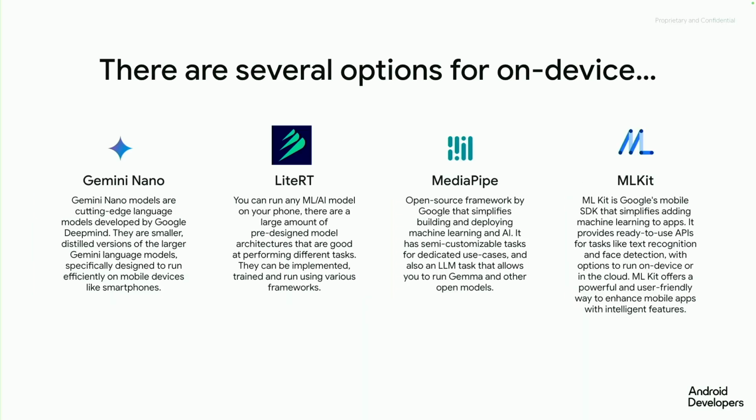So at Google or on Android, we have several options for on-device Gen AI today. We have Gemini Nano, LiteRT, MediaPipe, and MLKit. So let me go into each of these in a little more detail.